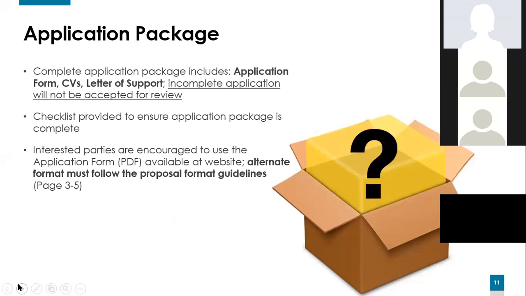There is an application form. There are the CVs of the program, the project leader, and the co-project leader only, and the CVs are limited to 1 page per person. And there is the letter of support, which is limited to 3 letters of support per application. An incomplete application will not be accepted for review, even if it is received before the deadline. The board has created a checklist, and I will get to that momentarily, which is meant to be a tool to assist applicants to ensure that all documents have been completed. And when you do submit, you are indeed submitting a complete package.